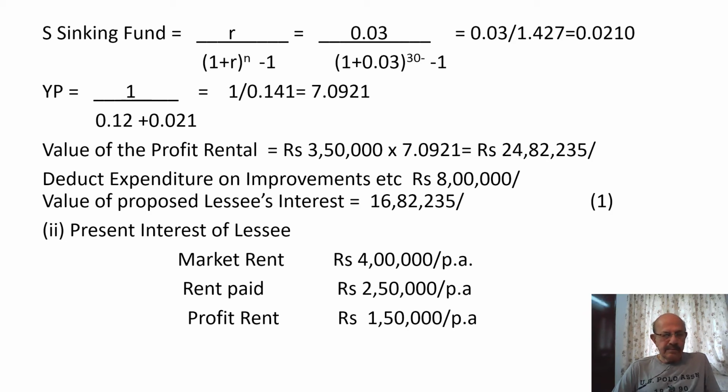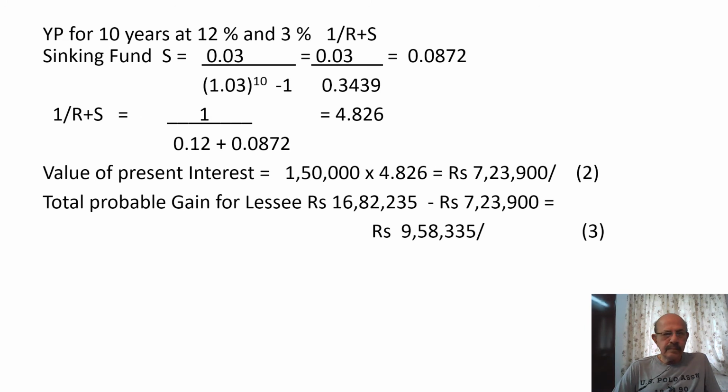Present interest of the lessee. Market rent is equal to 4 lakhs per annum. Rent paid is 2,50,000. Profit rent is 1,50,000 per annum. Years purchased for 10 years at 12% and 3% is equal to 1 divided by R plus S. The sinking fund is 0.03 divided by (1.03 to the power 10 minus 1), which is equal to 0.03 divided by 0.3439, which is equal to 0.0872.